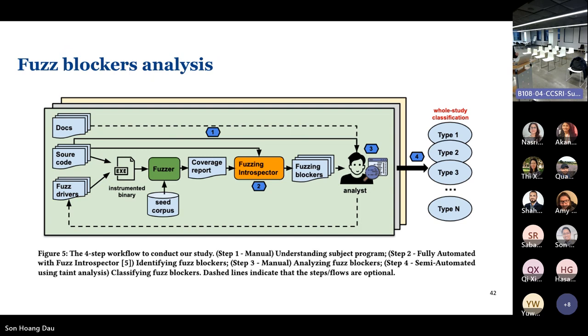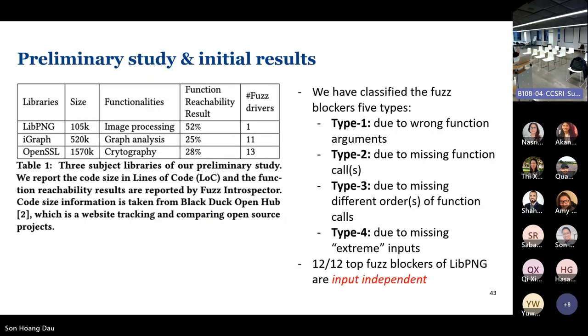We conducted our experiment on a set of three popular libraries: libpng for PNG images, igraph for processing graph data, and the OpenSSL critical cryptography library. And the sizes you can see range from 100 thousand lines of code to more than a million lines of code. And we tried to analyze all of the locations at which the fuzzer cannot make progress, where the fuzzer gets stuck and cannot move in one of the directions.